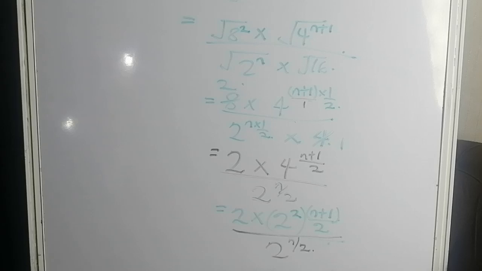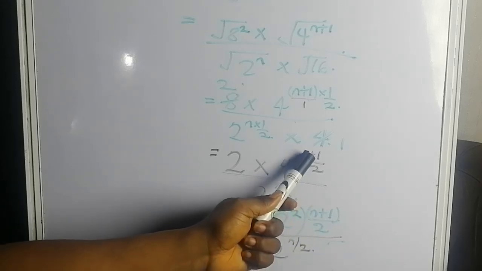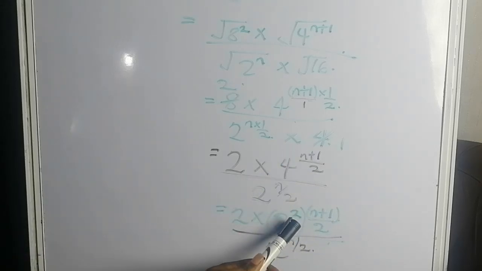So what do we do here? It means the power here has a numerator and a denominator. So here you have 2 over 1, but 2 times 1 is 2. Then this numerator, multiply it.